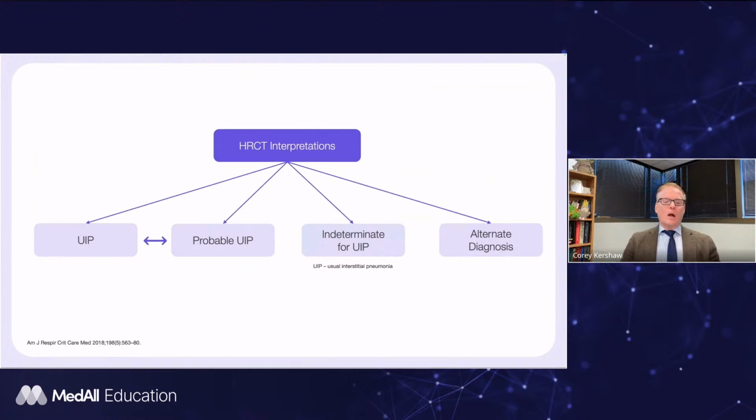These are the example HRCT interpretations that we can use. This is the language we use in interpreting the CT scan. So there is a UIP pattern, sometimes we say a definite or a typical UIP pattern. There's a probable UIP pattern. There's indeterminate for UIP, and then not at all consistent with UIP, and we should consider an alternate diagnosis. This is the language the radiologist should be using when they interpret an HRCT in the context of a possible fibrosing interstitial lung disease. What do those look like?